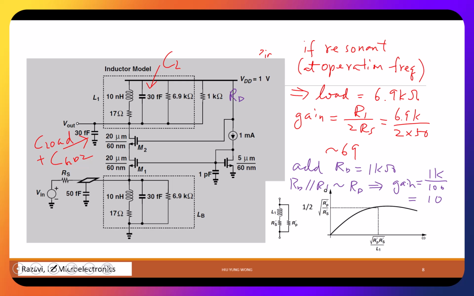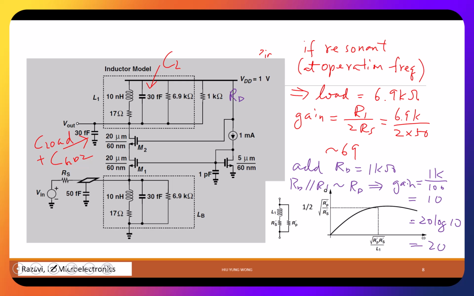Let's go through the equation. This is voltage gain, right? How do you find dB? It equals 20 log 10. If it's voltage, you use 20 log. If it's power already, you use 10 log. Remember this. You need to memorize this.